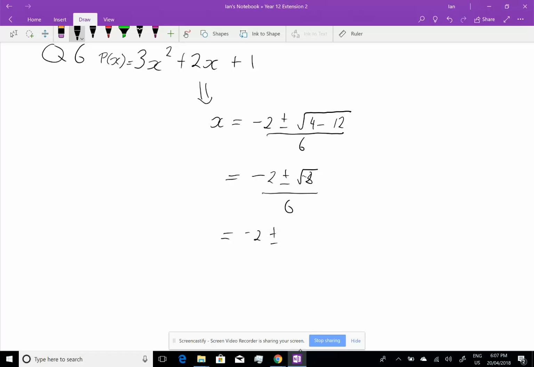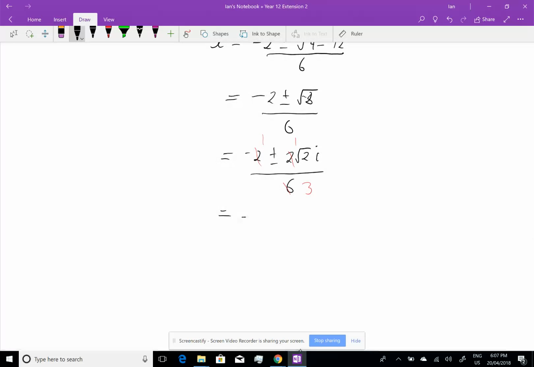Minus 2 plus or minus 2 root 2i over 6. Let's cancel some of this. We get a 3 there and a 1 and a 1. So I get minus a third plus or minus root 2 on 3i. Now that's what x equals.